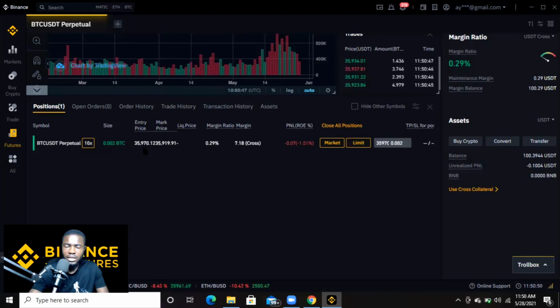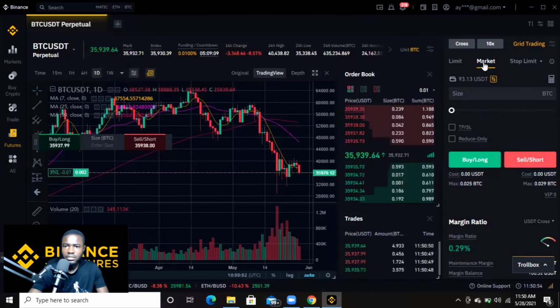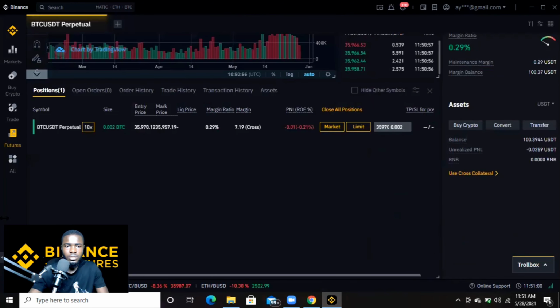Like I mentioned earlier, if you use the market order right here, it is going to help you select the best price to get into BTC, right? So basically my liquidation price is zero right now, so I'm not scared or anything, or I shouldn't be scared. So my entry price is 35,970, no liquidation price because I manage my risk very carefully.